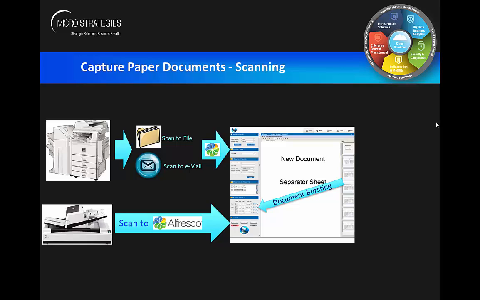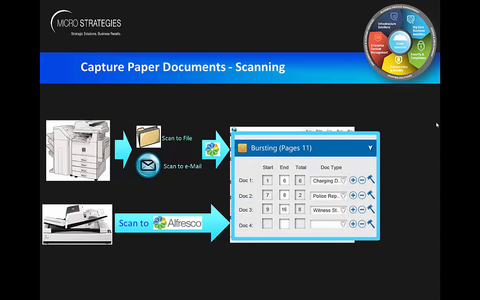The other piece is, let's say you just scanned 25 pages. Those 25 pages are actually 4 or 5 different documents. So the idea of bursting allows the user to say, well, page 1 through 6 is a charging document, pages 7 and 8 are a police report, and 9 through 16 are witness statements. This is the idea of bursting, all right? So I can take that one big document, burst it into other documents, and immediately assign the properties.